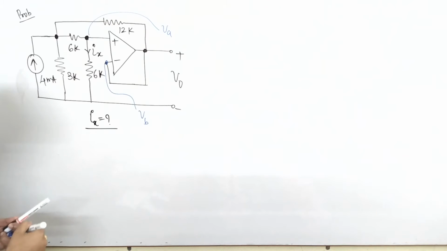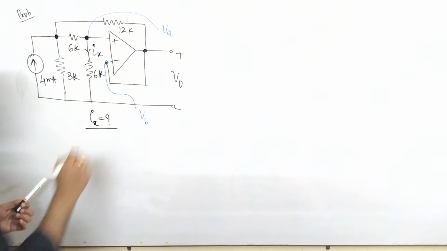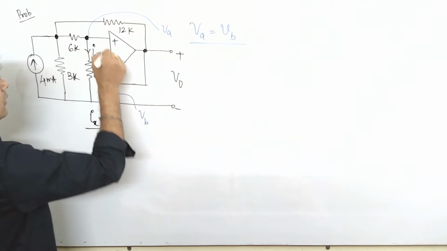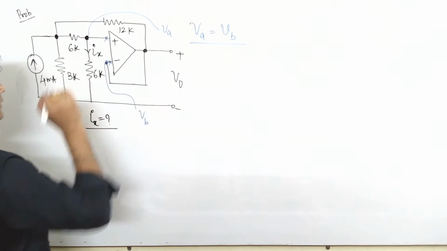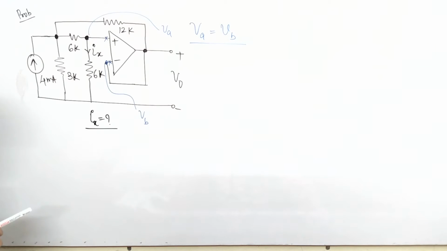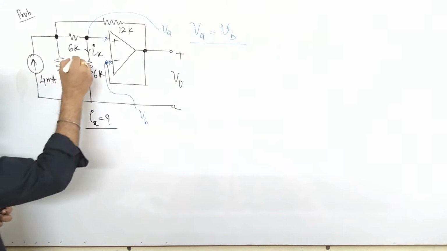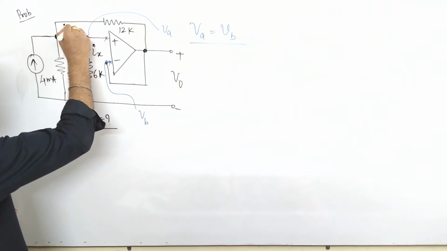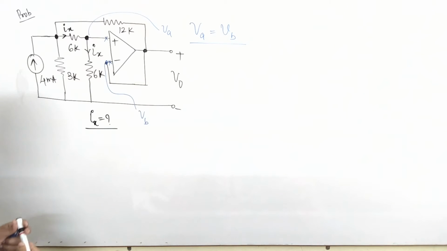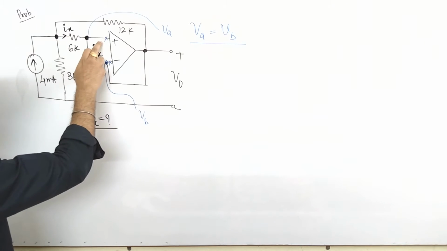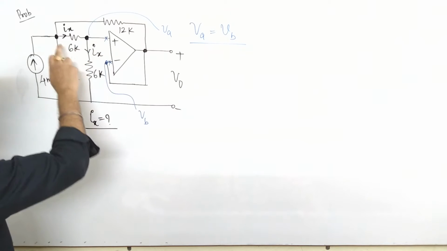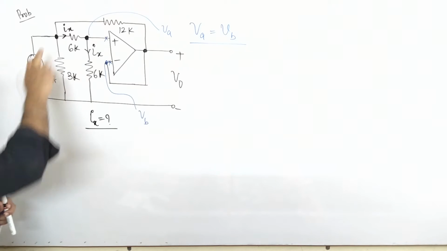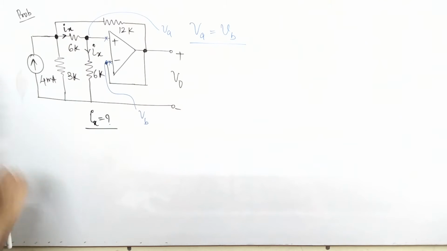So as per the concept of virtual ground, VA and VB are equal, and no current will enter here. Just keep in mind, no current will enter here. So can you say that this Ix current is the current which is flowing here also? The same current. This current is also Ix. Why? Because since no current will enter here, this Ix is coming from here. So you can say that Ix is the current which is flowing here also.